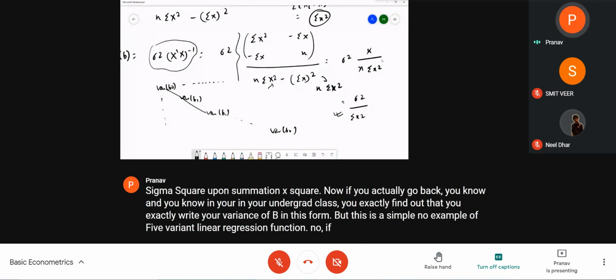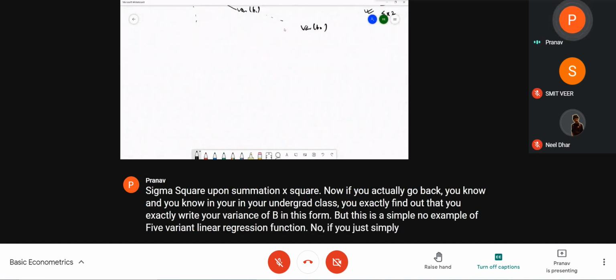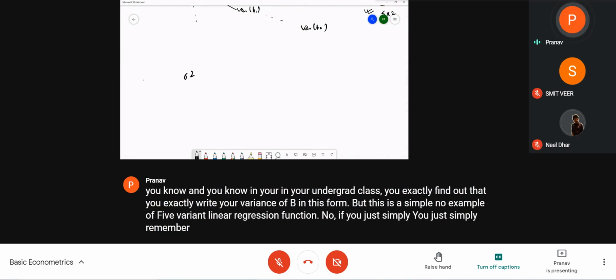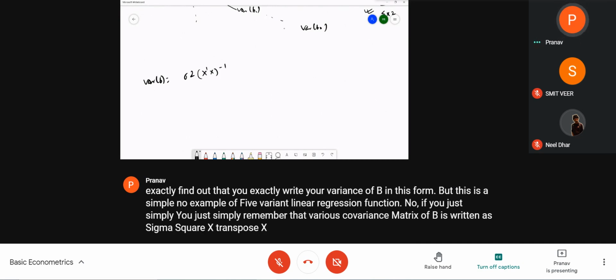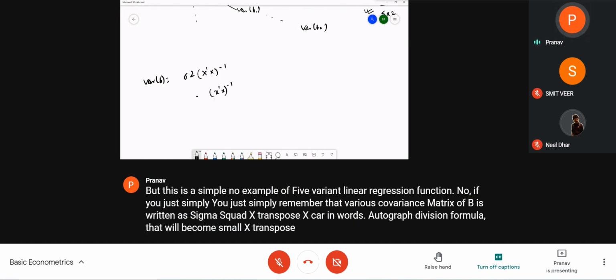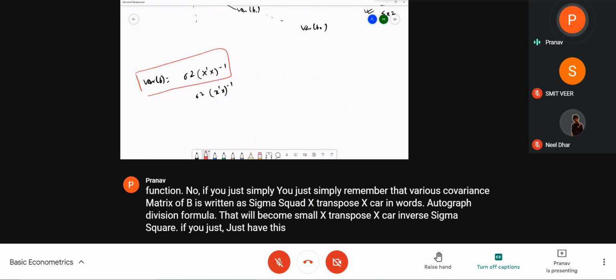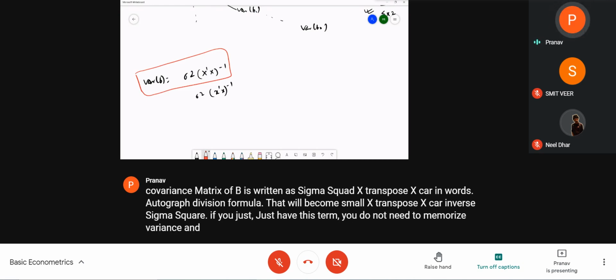Now, if you just simply remember that variance covariance matrix of B is written as sigma square (X transpose X) inverse, and if you write it in deviation form, that will become small (x transpose x) inverse sigma square. If you just have this term, you do not need to memorize variance and covariance formula of OLS estimators.